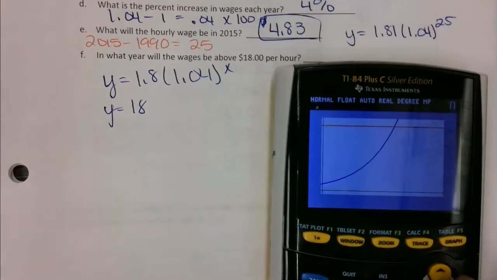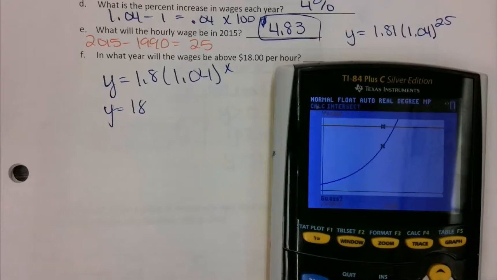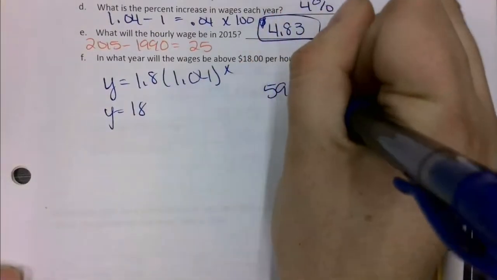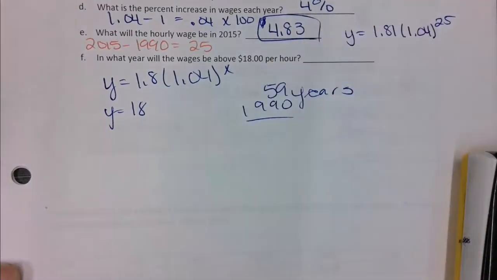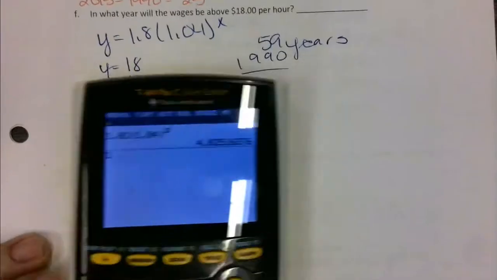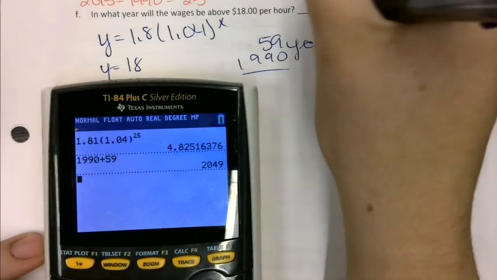Then I find where these two intersect, so I go second, trace, choice 5, enter, enter, enter. It's about 59 years. So I add that to 1990, which gives me 2049.